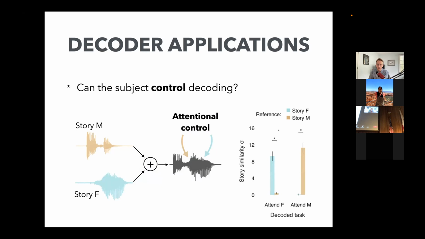This is showing how similar the decoded words are to either the female story reference or the male story reference. In the condition where we ask them to attend to the female speaker, the brain decoding only captures what's going on in the female told story. And when we tell them to attend to the male speaker, we decode only what was in the male speaker story. So yes, these subjects can definitely control decoding through attention.